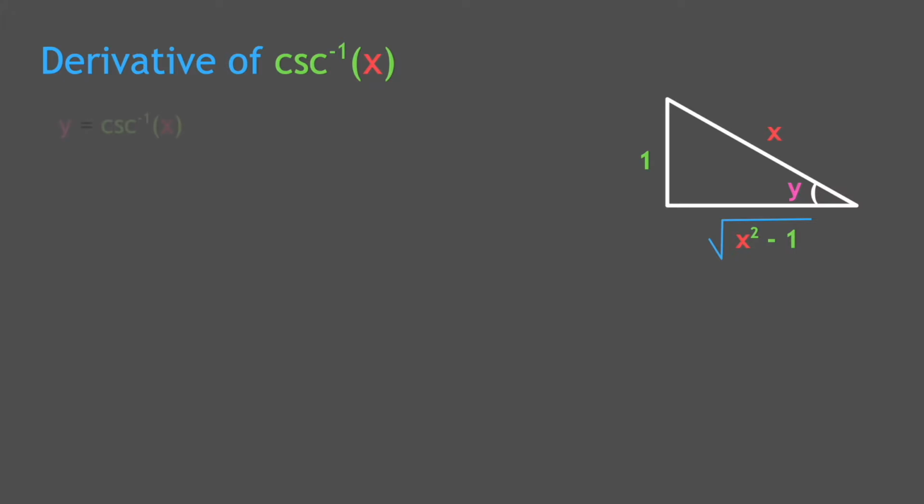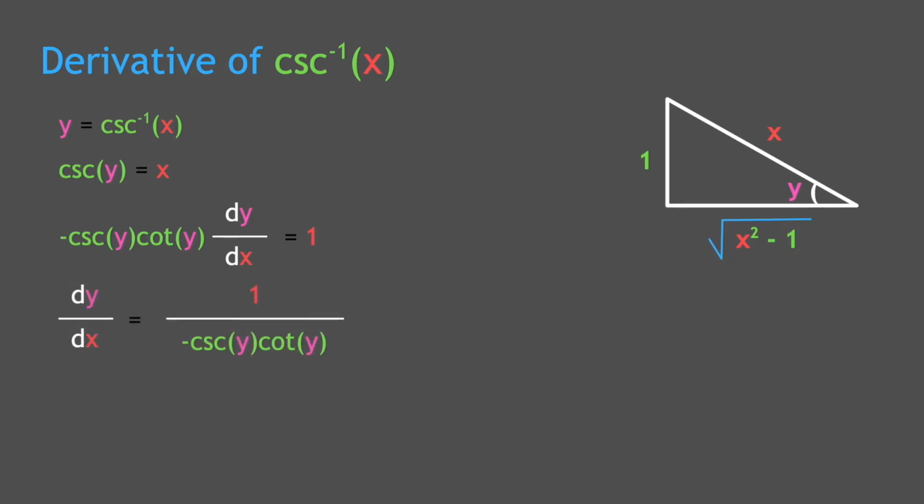We can then create an equation using this information and have y is equal to the inverse cosecant of x, and then solve for x and have the cosecant of y being equal to x. Taking the derivative of both sides, we get the negative cosecant of y times the cotangent of y times dy over dx is equal to 1. And then solving for dy over dx, we get it equal to 1 divided by the negative cosecant of y times the cotangent of y.